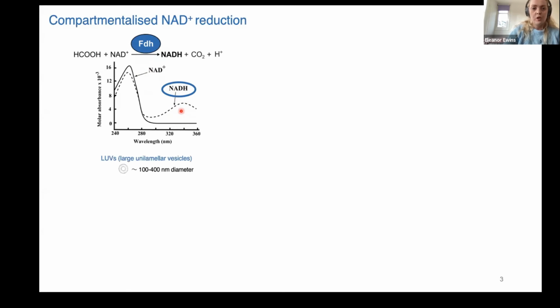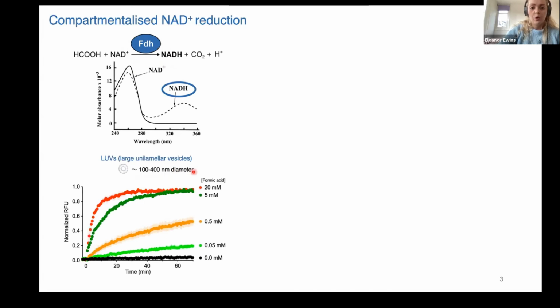The first way we approached this was to compartmentalize this first reaction inside large unilamellar vesicles. Then we saw a dependence on the concentration of the formic acid, which is the one that starts the reaction. As one might expect, as the concentration of formic acid increases, the rate of the reaction also increases. From this, we were able to determine the Km of this protein for formate, and we also performed similar assays to determine the Km of this protein for NAD.